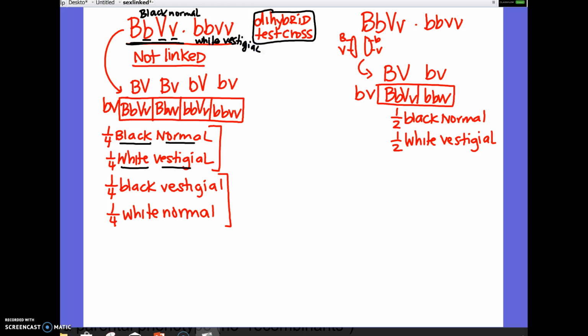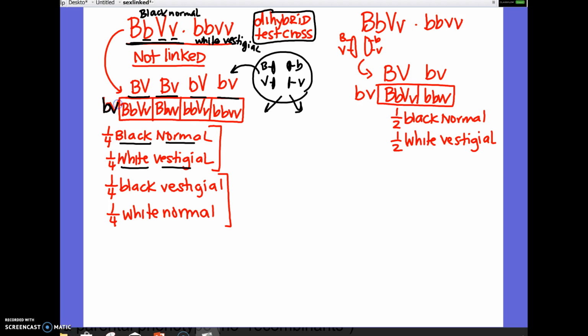Now, if these two traits are not on the same chromosome, in other words, we've got B and V on one chromosome and little b and little v on another chromosome, then when this goes through meiosis, what I have here are all the possible combinations of B and V. We did this in the previous chapter. Now I know in the past I've shown you this with the product rule, but I want to show you a Punnett square for this instead. So this is the 4-box Punnett square. So here's what we would expect in our dihybrid test cross.